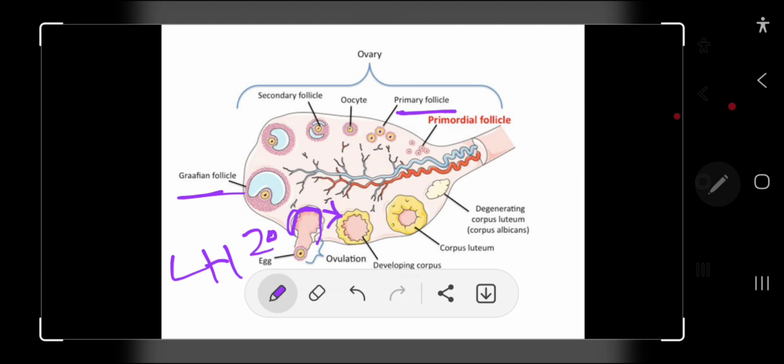The corpus luteum starts the luteal phase and secretes progesterone throughout to prepare the endometrium. If pregnancy does not occur, this corpus luteum will degenerate, forming the corpus albicans, and the drop of progesterone will cause shedding of the endometrial lining in the uterine cycle, which will be explained in the next slides.